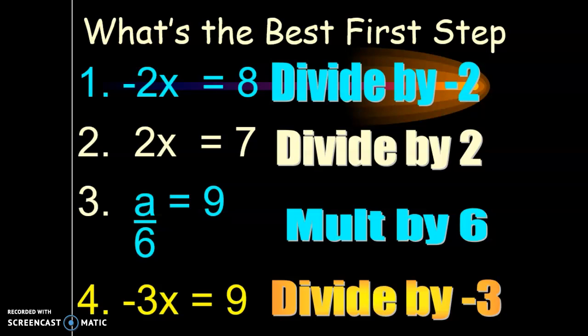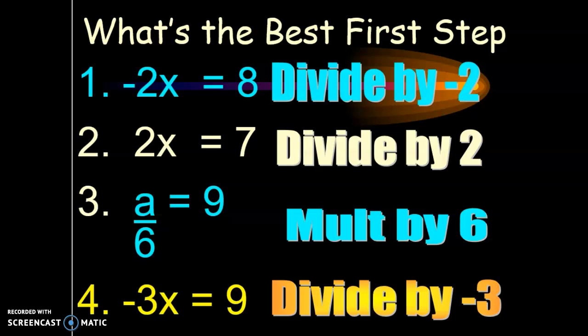Number 2, 2x equals 7. How do you get rid of a times on 2? Well, divide by 2. Again, on both sides of that equation. Number 3, a divided by 6, or a over 6, equals 9. How do you get rid of a divided on 6? Well, the opposite operation of division is multiplication, so you would multiply both sides by 6.